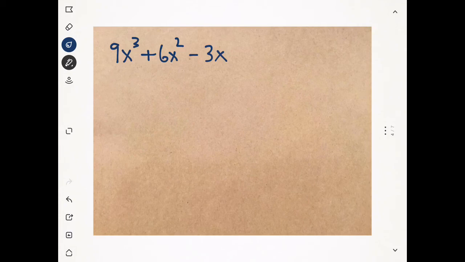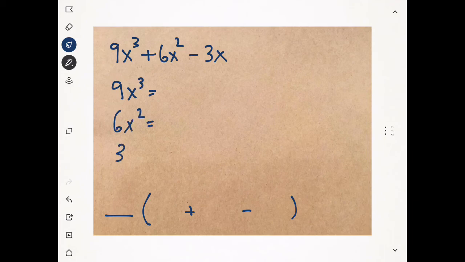So we're still going to have a greatest common factor. We're still going to have a parenthesis. But in this case, we're going to have three things on the inside of the parenthesis, and they're going to be separated by a plus sign and a minus sign. So I'm going to have something plus something minus something else. Okay, so I'm going to make my list again. So I have 9x to the third, 6x squared, and 3x.